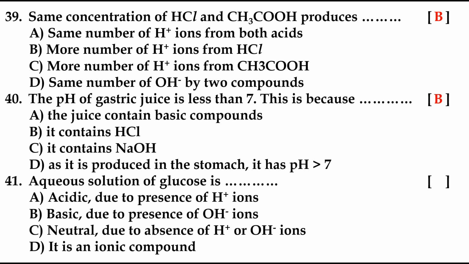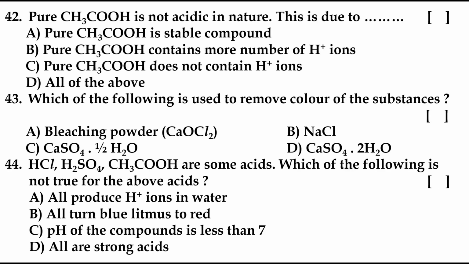41. Aqueous solution of glucose is dash. A. Acidic due to presence of H plus ions. B. Basic due to presence of OH minus ions. C. Neutral due to absence of H plus or OH minus ions. D. It is an ionic compound. Answer is option C. Neutral due to absence of H plus or OH minus ions.